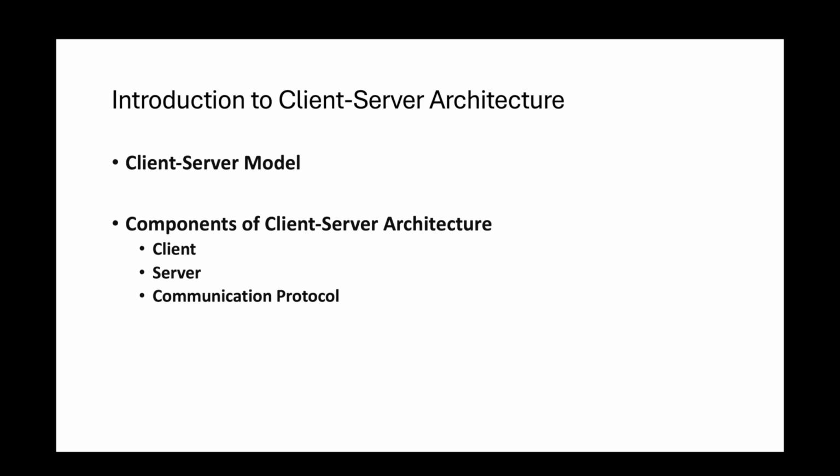Components of client-server architecture. Client. The client is the user-facing part of the application, responsible for sending requests to the server and displaying responses to the user. It can be a web browser, mobile app, or any other software that interacts with the server. Server. The server is the backend component that receives requests from clients, processes them, and sends back responses. It hosts the application logic, databases, and other resources needed to fulfill client requests.